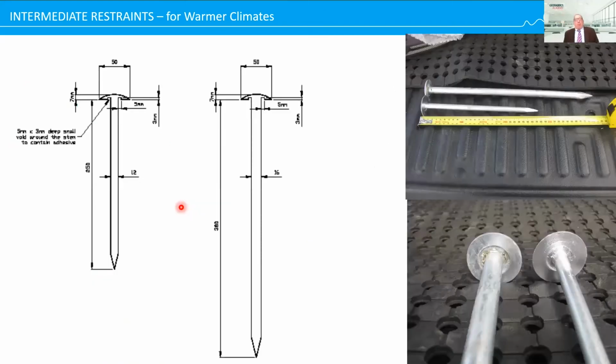Now, the generic type of pegs we use are supplied by Geofabrics. We have 2 types of pegs here. They both have a 50mm head. They both have a recess underneath, a rebate, to take adhesive sealant to reduce seepage through the installation, and also weeds coming up through it. We have 2 lengths, 250mm and 380mm, and these have different diameters. This has a 12mm diameter, and this has a 16mm shank diameter.